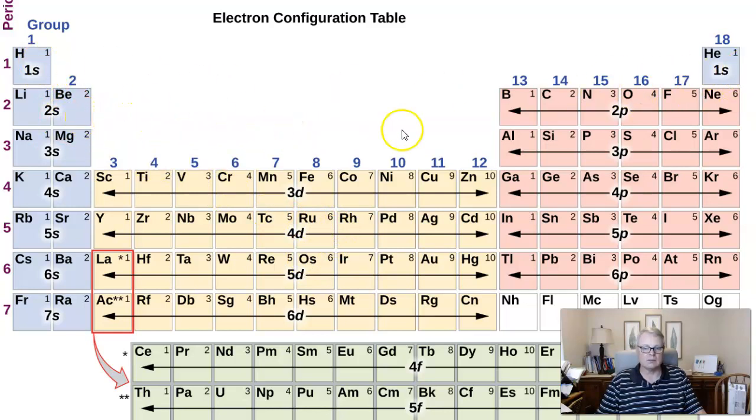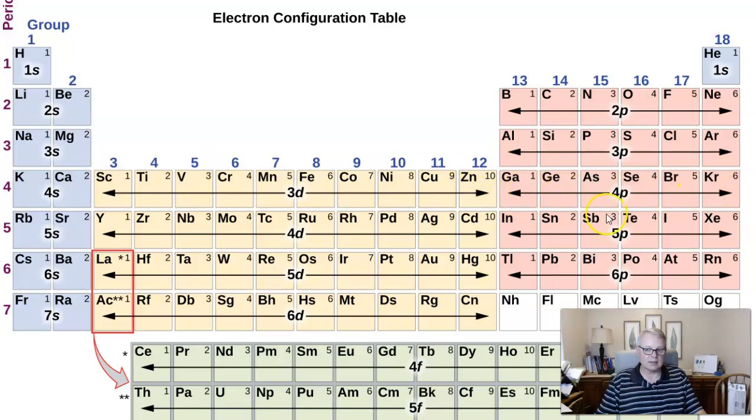2s2, 2p6, 3s2, 3p6, 4s2. Okay, now we're back to the D's. Remember, it's a little offset, so we're in the 3D row. 3d10. Now we're back to the P's, where it's by period number.